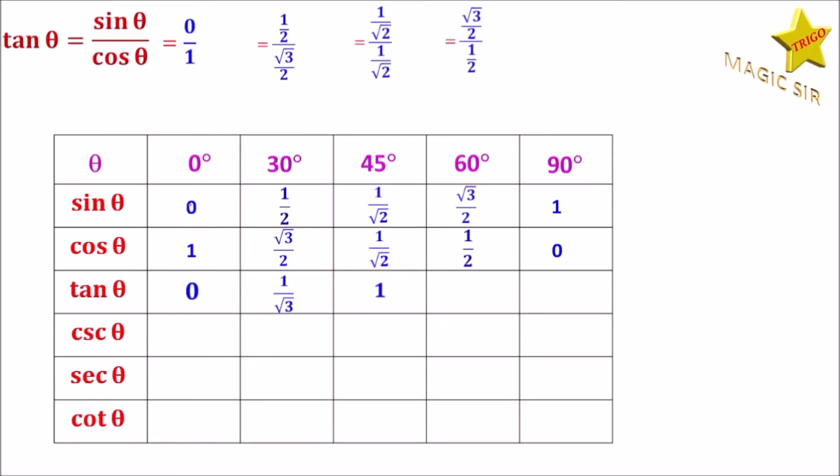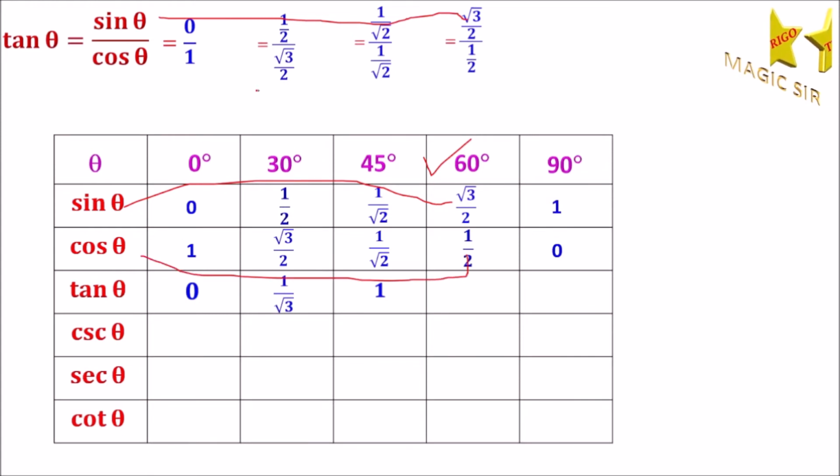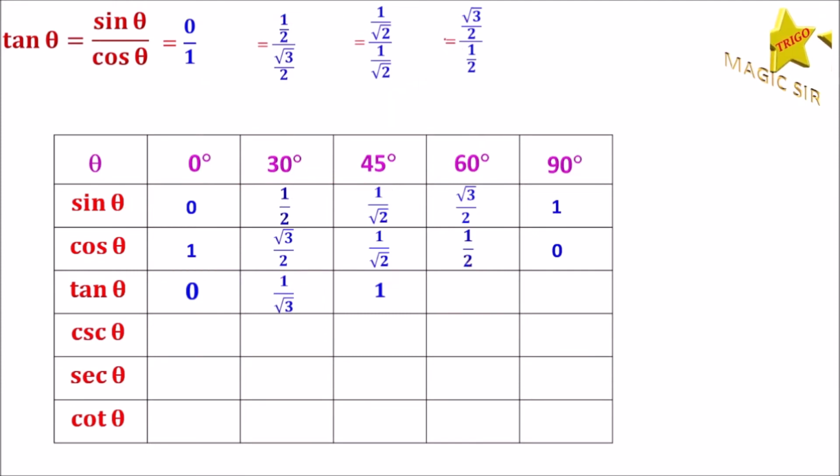For 60 degrees angle, sin theta is equal to root 3 by 2 and cos theta is equal to 1 upon 2. By simplifying, we get tan 60 degrees is equal to root 3 upon 1 is equal to root 3. So we write tan 60 degrees is equal to root 3.